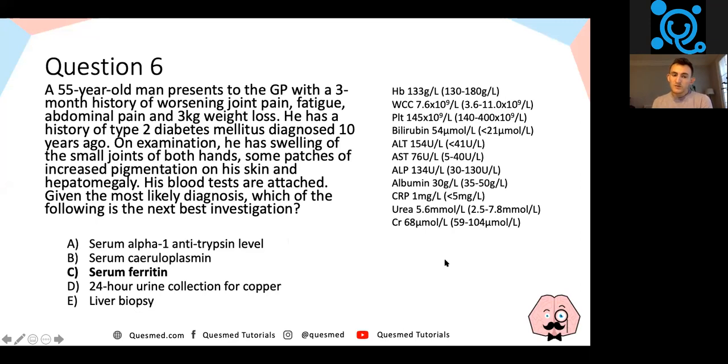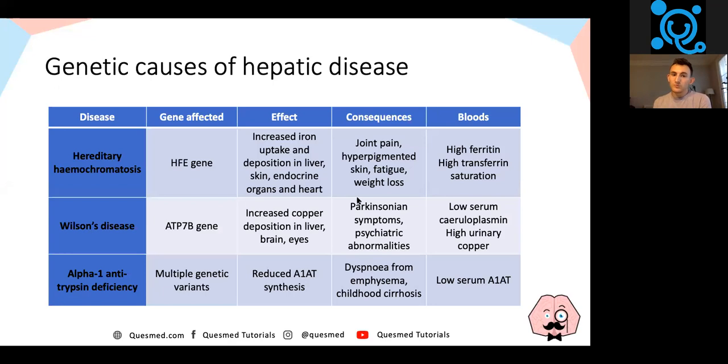So in terms of a couple of the genetic causes, which are rarer causes of hepatic disease or chronic liver disease, the three main ones we talk about are hereditary hemochromatosis, Wilson's disease, and alpha-1 antitrypsin deficiency. Hereditary hemochromatosis is caused by a mutation in the HFE gene, and that results in increased iron uptake and iron deposition in various parts of the body. The main ones being the liver, the skin, endocrine organs, and the myocardium.